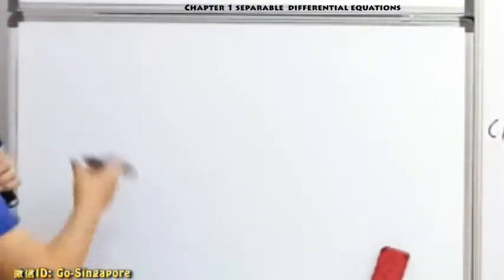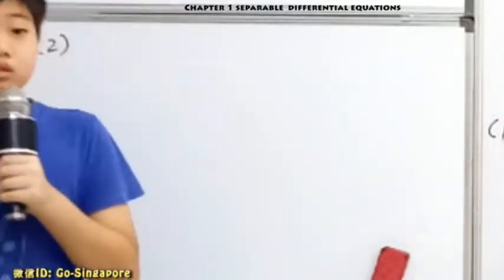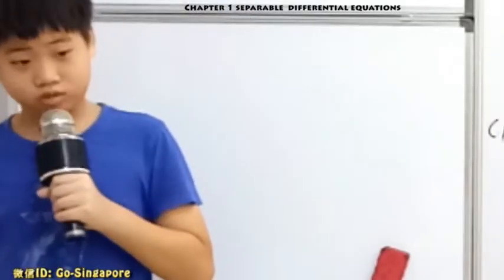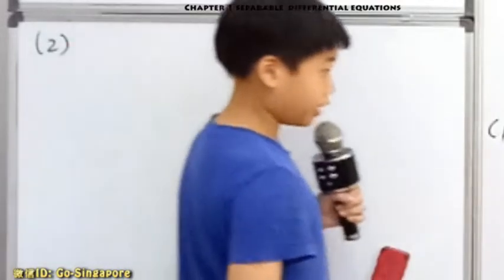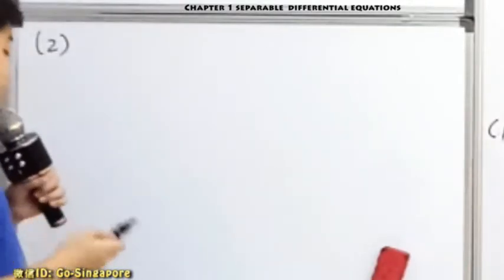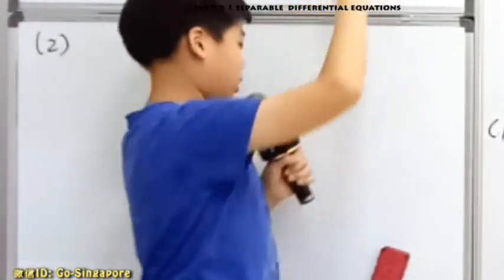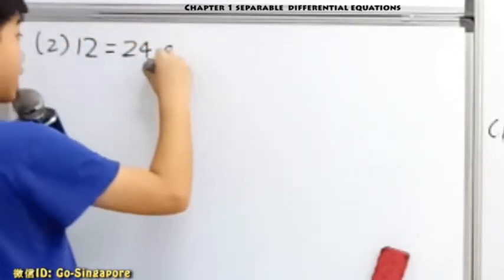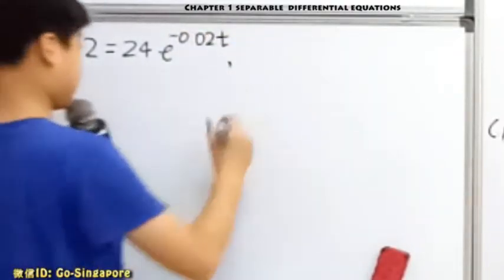For the next part, we have the half-life. Half-life is the time taken for the mass to decay into half of its original mass. So for this, we can still use this formula. It's just that we substitute in our mass. How do we know our mass? Half of our mass, so it's just 12. But the time is what we're finding. So we can simplify.